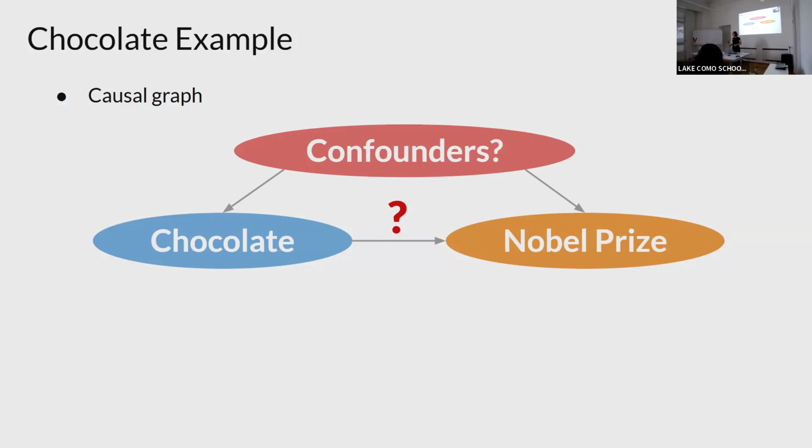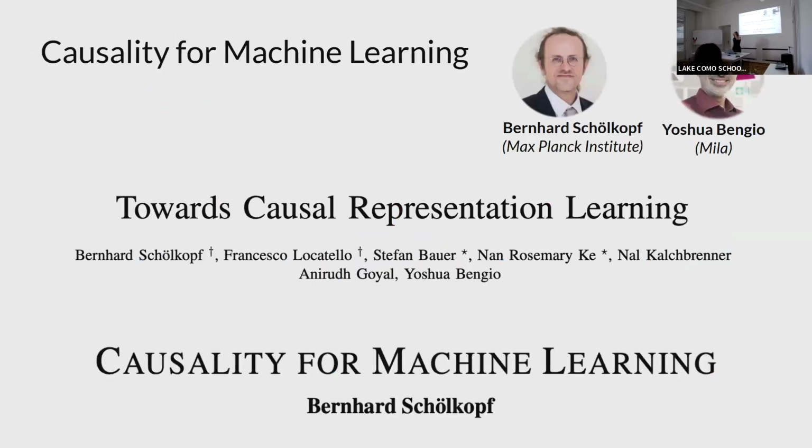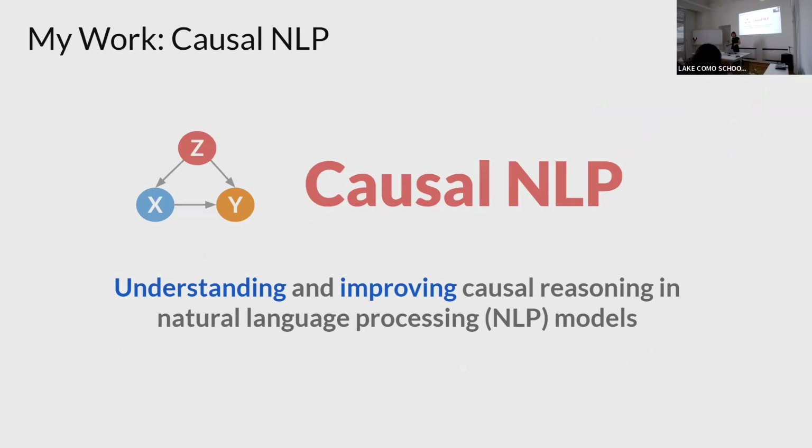chocolate and Nobel Prize. So in the field of machine learning, my PhD supervisor Bernhard Schölkopf, together with Yoshua Bengio and of course many other scholars in the field, have been pushing forward adding causality to machine learning, such as towards causal representation learning, causality for machine learning, and so on. And my main contribution to the field is to connect the powerful reasoning methods in causality to natural language processing, NLP, and to understand and improve such reasoning for language models.